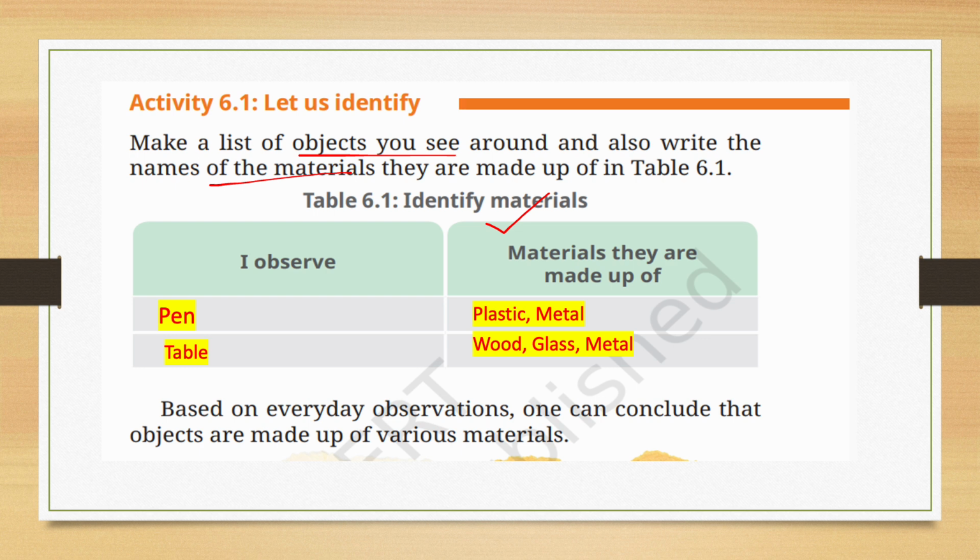Based on everyday observations, one can conclude that objects are made up of various materials. So objects are made up of different types of materials.